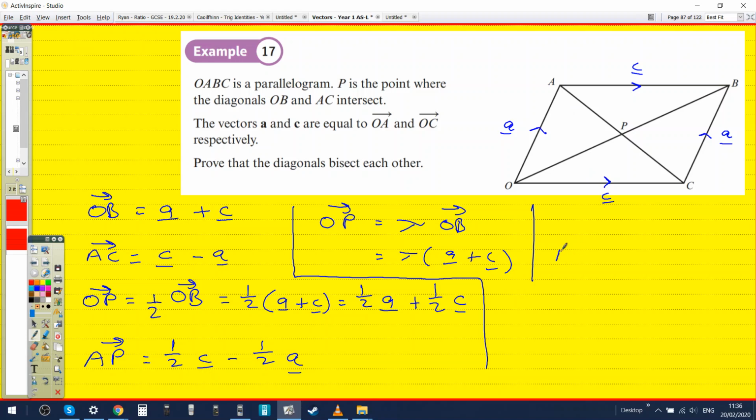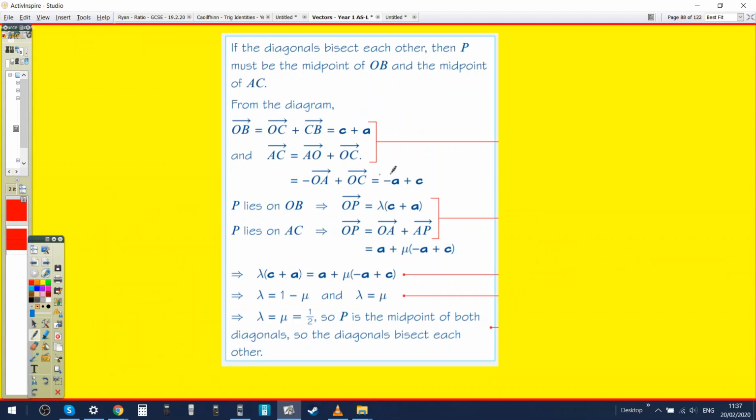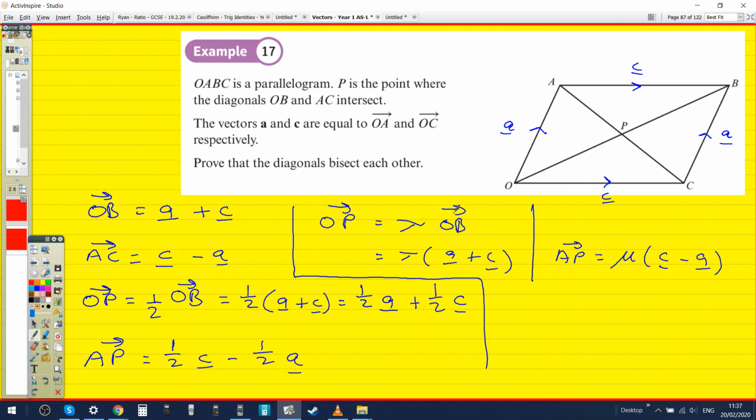And so A to P is mu, and they're just using two variables. They don't have any numbers attached. A to P was C minus A. Okay. C plus A, C minus A. P lies on O to P. Let me go back here. O to P. Aha. That's a good way of doing it. So O to P, we said was this.